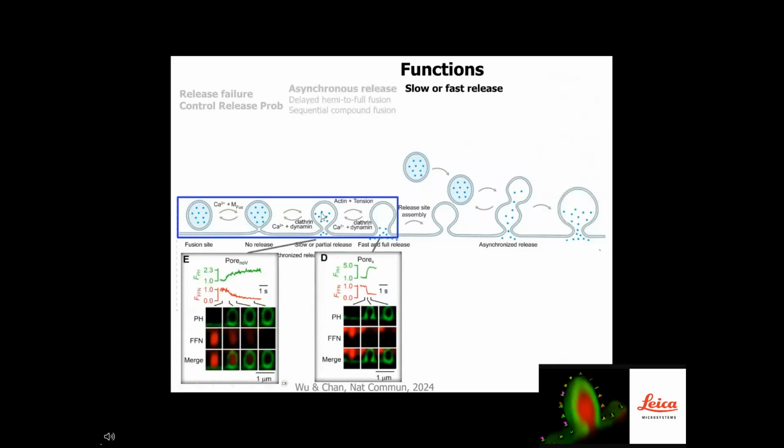And of course, if the fusion pore is narrow, then it will control the release or limit transmitter release. So here we show you that the fluorescent neurotransmitter release is slow if we cannot resolve the fusion pore. And if we can resolve the fusion pore, then the FFN release will be much faster than the one shown here on the left.